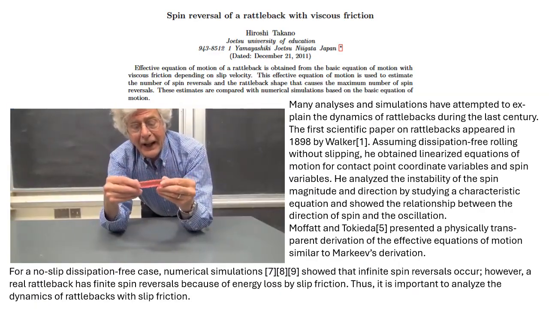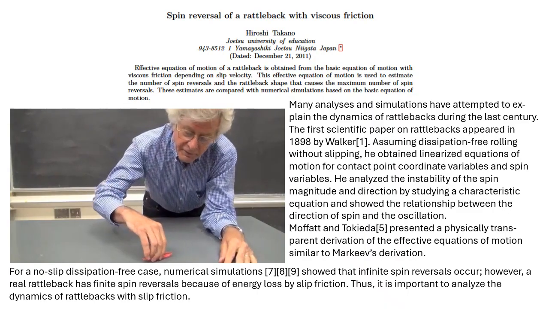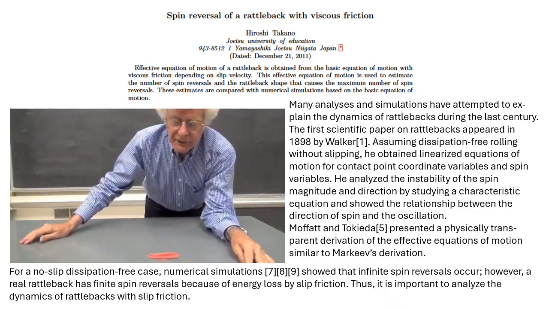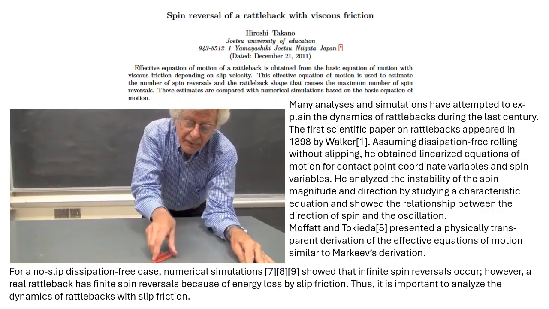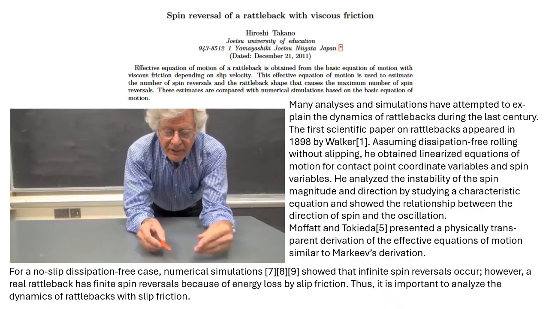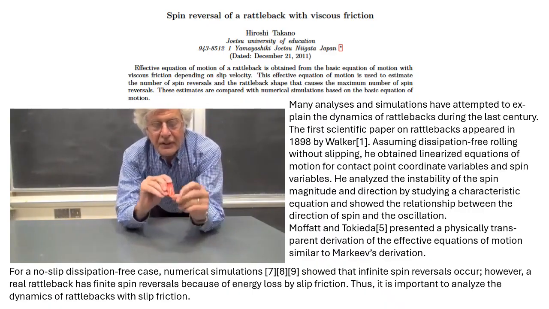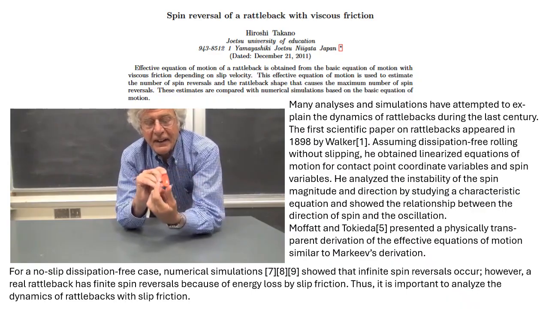This is a rattleback. It has a rather curious behavior: when spun in one direction, it reverses, while when spun the other way, it simply rotates. This asymmetry can be traced to the fact that the shape of the bottom is not symmetric. It's higher on this side than it is on this.